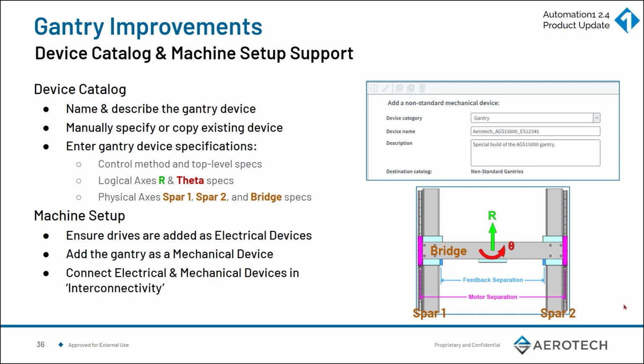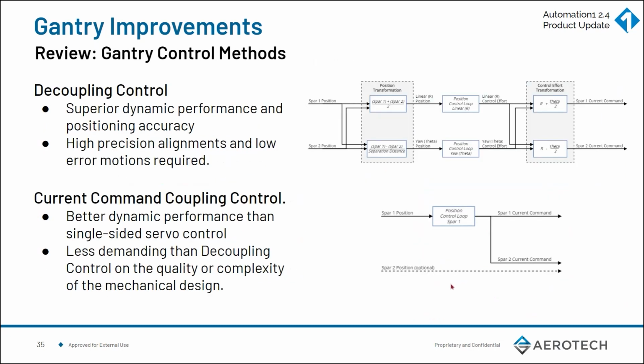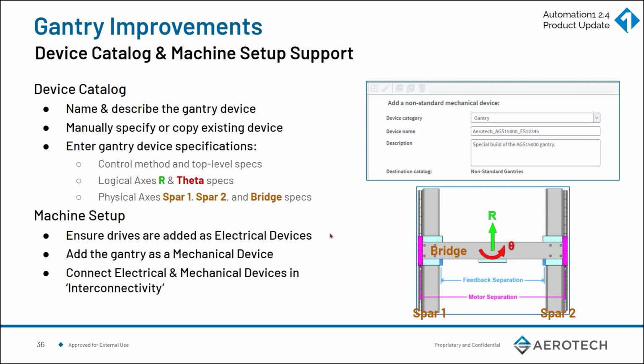Inside of machine setup then, after you're done with actually specifying that gantry in our device catalog, you're going to use that device you specified. So first you're going to go through and ensure that all of your electronics, your drives, are added as electrical devices. So for a gantry, you're going to need 3 drives. And again, in Automation1, going back to this decoupling mode of operation, we can use multiple single axis drives to control a 3-axis gantry with spar 1, spar 2, and bridge without any additional cabling.